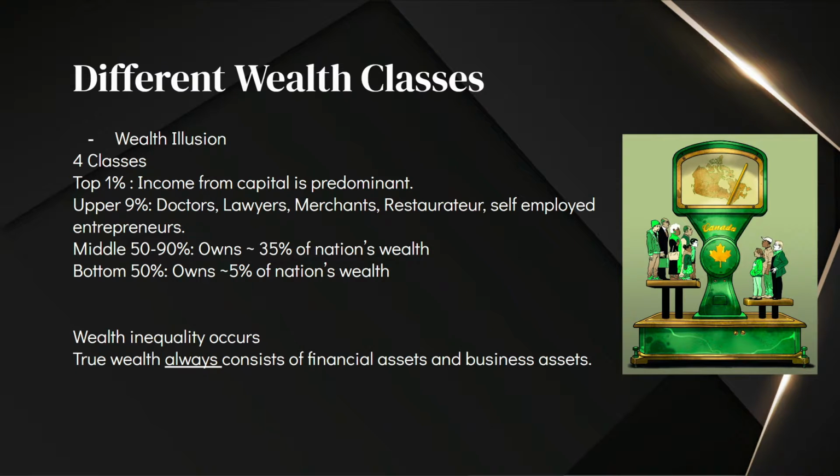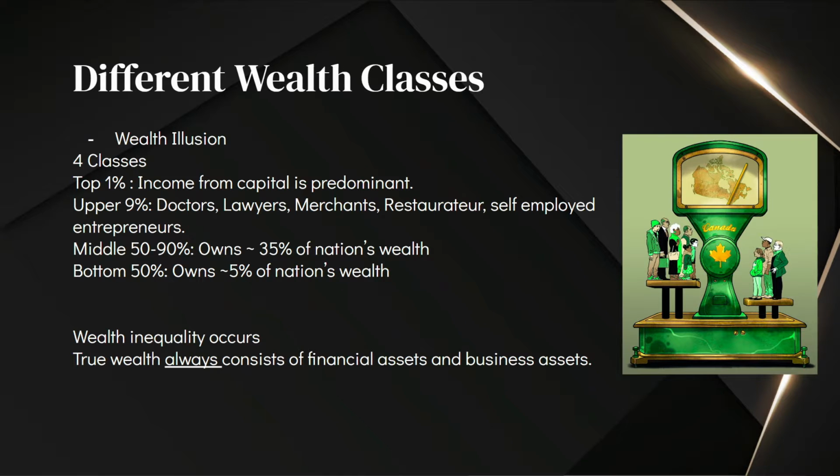This is the group where income from capital becomes progressively more and more important. The upper 9% is the group of people where income from labor predominates. Jobs of the upper 9% include doctors, lawyers, merchants, restaurateurs, and other self-employed entrepreneurs.